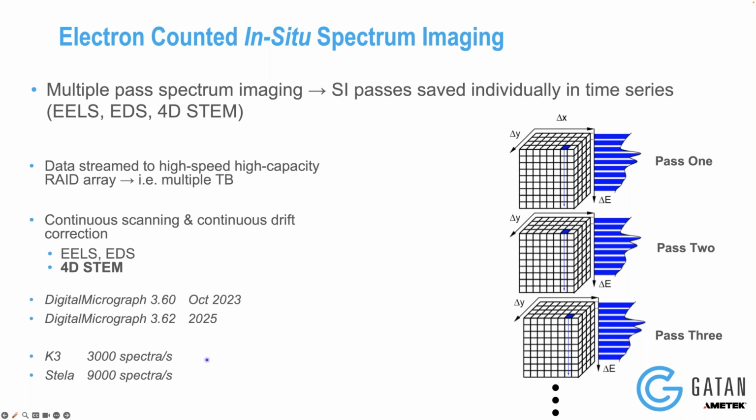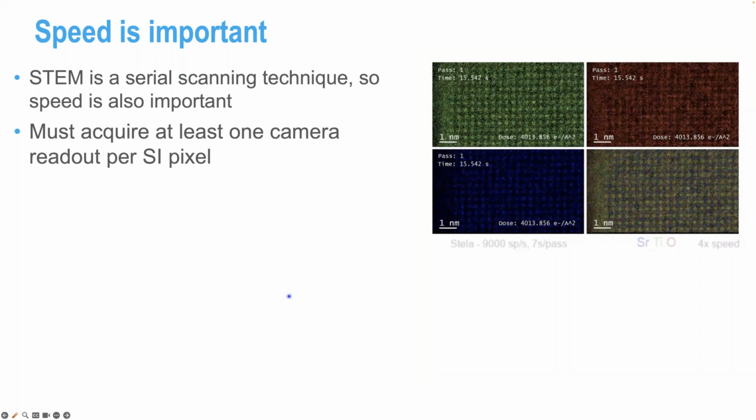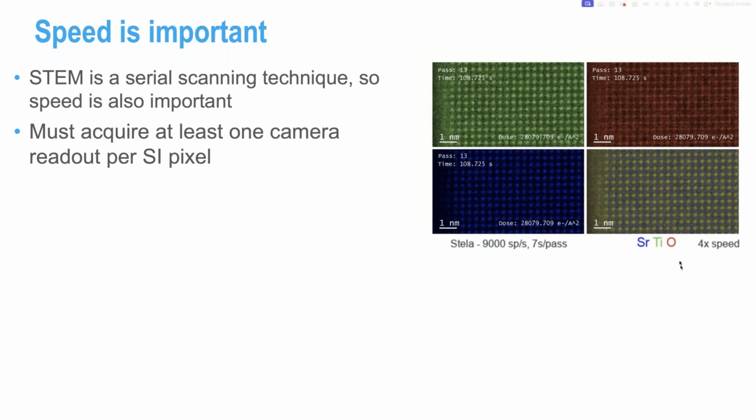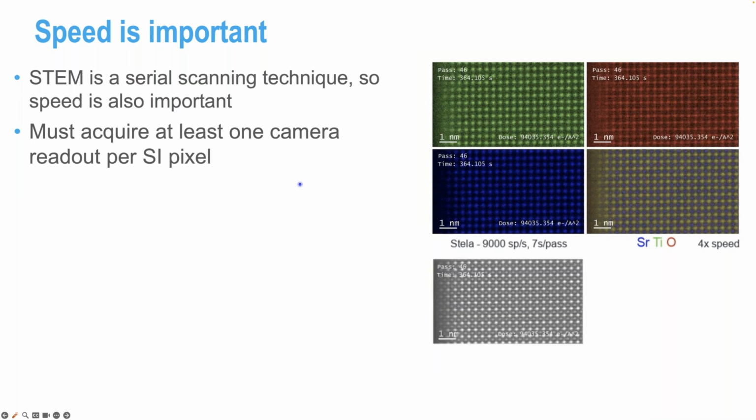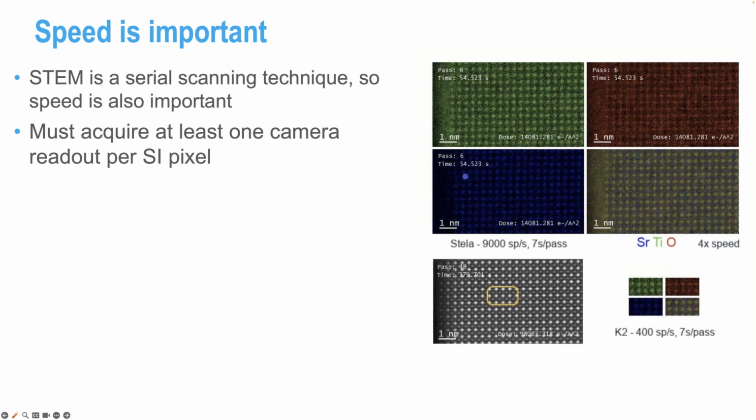So speed is important. We already saw that speed was important for the cryo work: the slower we were going, the worse the motion correction was. You're going to have similar behavior with STEM, which is a serial imaging technique, so speed is also important. If we want to go absolutely full speed with a STEM spectrum imaging experiment, we have to get 1 readout per SI pixel, so at least 1 spectrum per pixel.